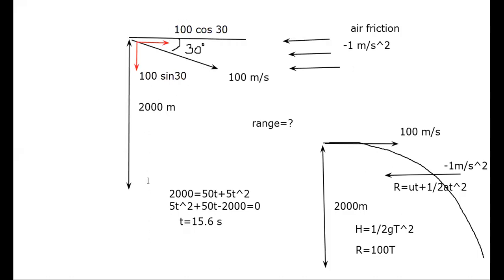So for vertical, you will use the kinematic equation, initial velocity 100 sine 30, displacement as 2000, acceleration as 10. You will end up with this equation and you will get time as 15.6. For horizontal motion, since air friction is there, again you will apply the motion equation, R is equal to ut plus half at square. So whatever time you got, 15.6, that you will substitute. Acceleration you will substitute as -1, because horizontally the speed is decreasing, as in the second case also, when I applied, it was decreasing.